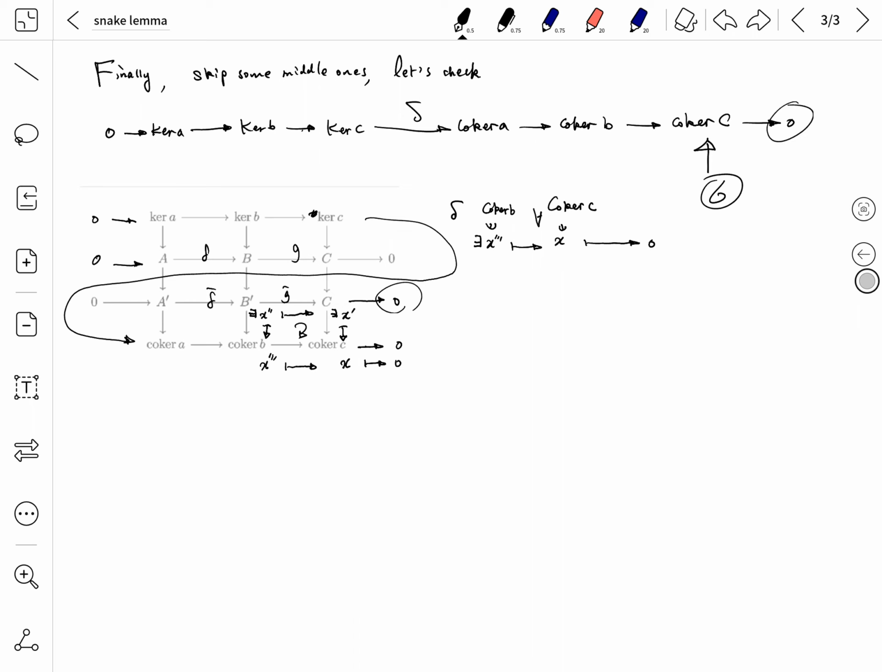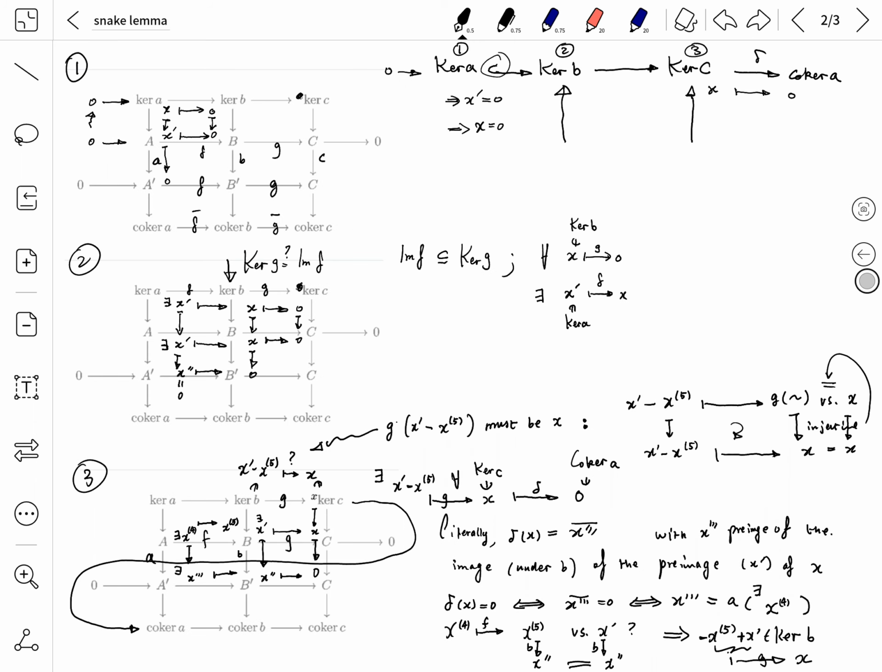Okay, which means if you have both, you have both. If you only have surjectivity, you have surjectivity here. If you only have injectivity here, you have injectivity here in the kernel B. Okay, so let's check several positions. They are basically the same idea.